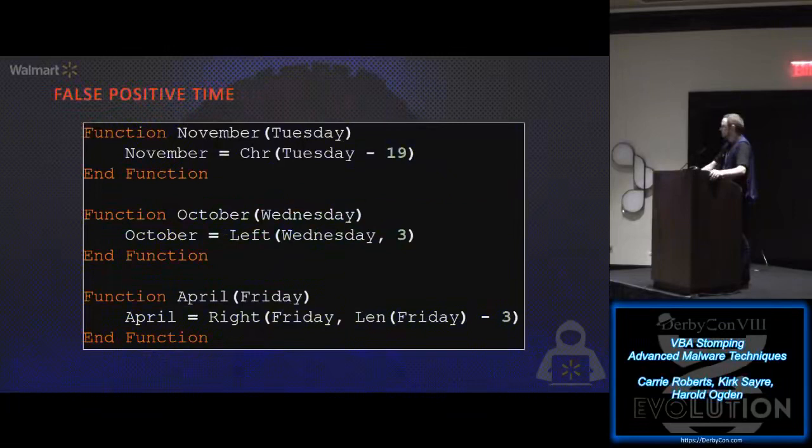So then we're going to name all of the functions we use to decode this after months of the year and days of the week. If you try to write a signature looking for days of the week and months of the year in Excel, you're going to get a lot of false positives. So this is something we can do to hopefully not get detected.